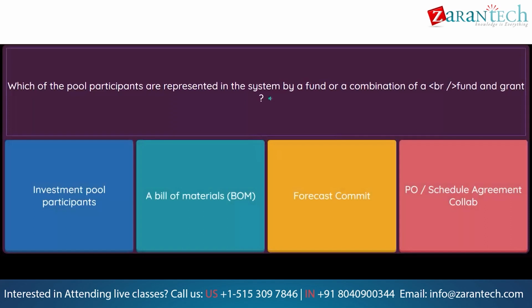Question: which of the pool participants are represented in the system by a fund or a combination of a fund and grant? Option 1: Investment pool participants. Option 2: A bill of materials, BOM. Option 3: Forecast commit. Option 4: Post/schedule agreement collab.